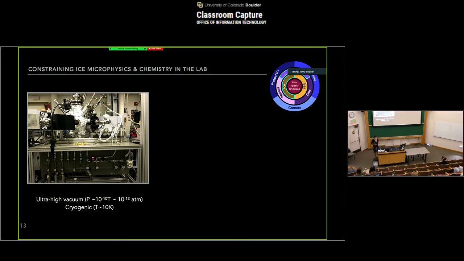Like I said before, we can study these different microphysics in the lab in a very controlled way to get at some of these fundamental parameters. So we're talking about ice experiments. This is the vacuum system that I worked on during my PhD. It's an ultra-high vacuum, so we get about 13 orders of magnitude below atmospheric pressure, and the temperatures are as low as about 10 Kelvin. So we can really mimic space-like conditions.